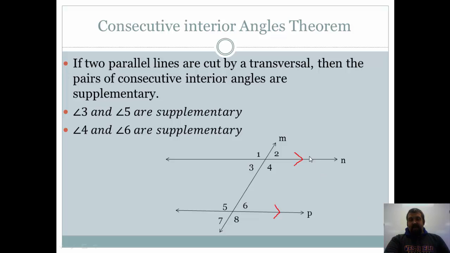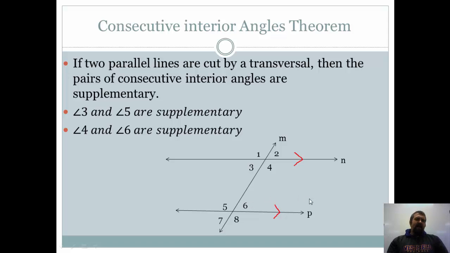So if I see lines N and P here again being parallel for the fourth time, and they're cut by transversal M, I look at my consecutive interior angles. 3 and 5 is a pair of consecutive interior angles. So angle 3 and angle 5 are supplementary. Similarly, angle 4 and angle 6.